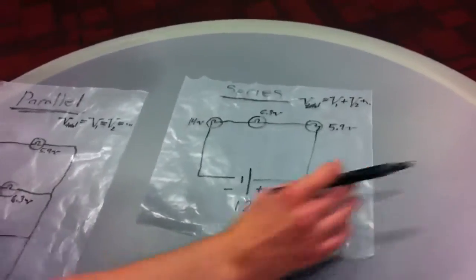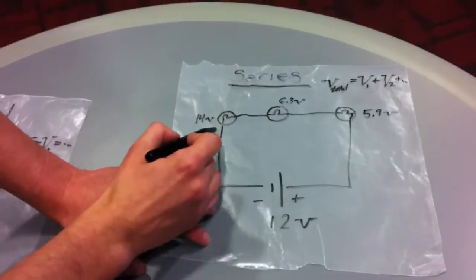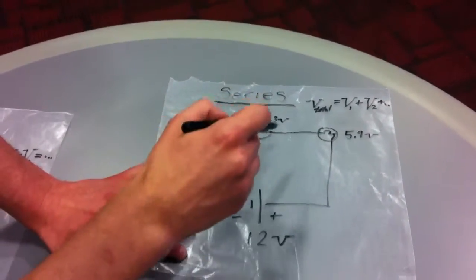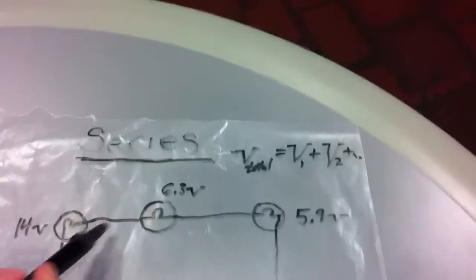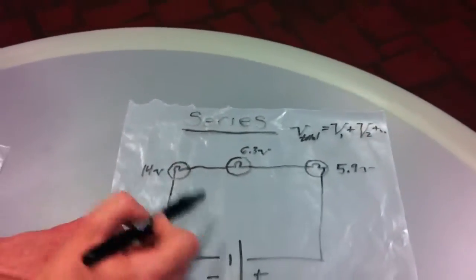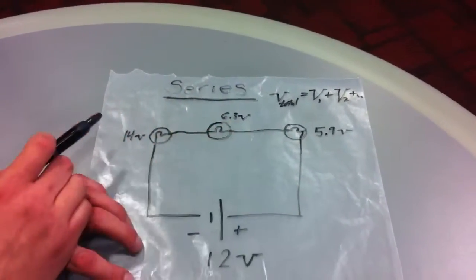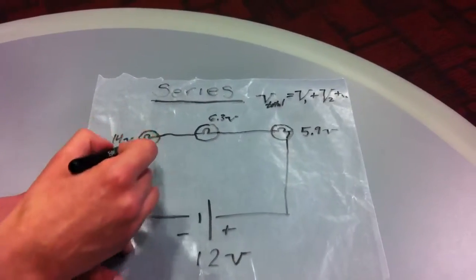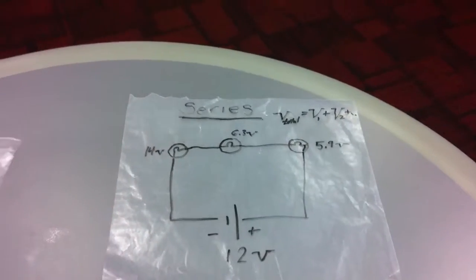Series, on the other hand, if you have a 12-volt battery, the voltage difference will differ. The voltage differences will sum up to equal 12 volts. So from here to here, it might be 4 volts. From here to here, 4 volts. From here to here, 4 volts, for example. However, there may be some different properties intrinsic to our little light bulbs that will change that.